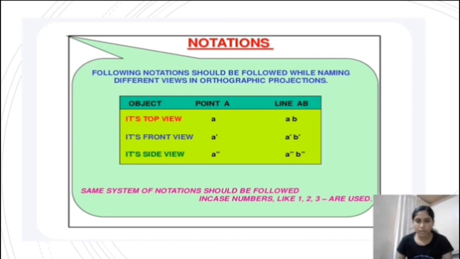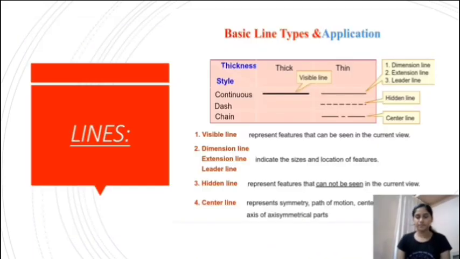So notations used for top view are a small a, for front view a dash, and for side view a double dash. In lines we use AB, A dash B dash, and A double dash B double dash respectively. In lines, basic you have to know about continuous line, one is thick line, one is thin line, and dash line, and center line used for locus.